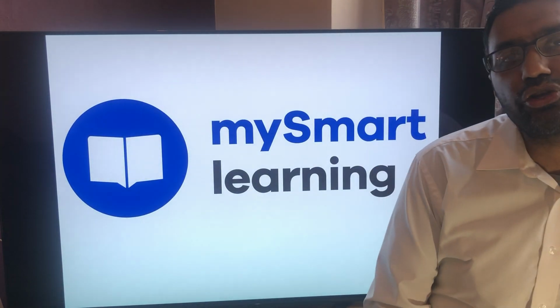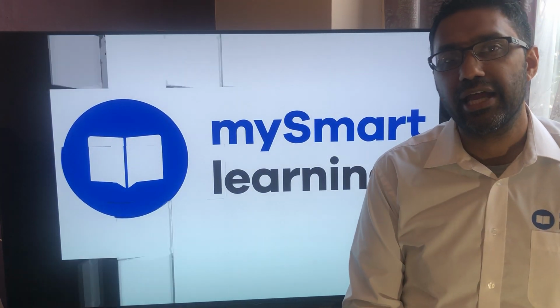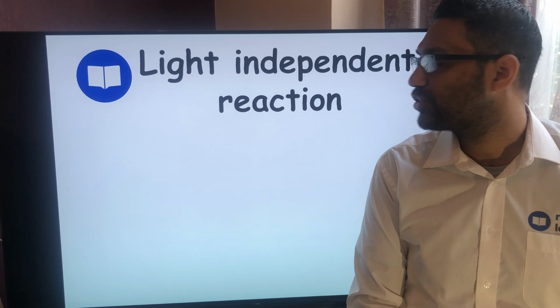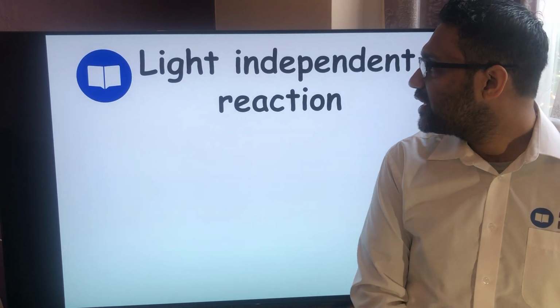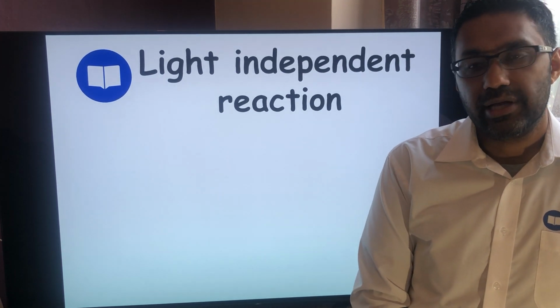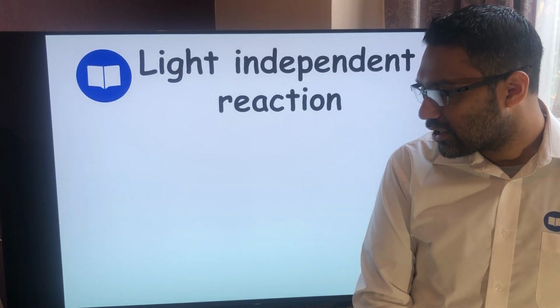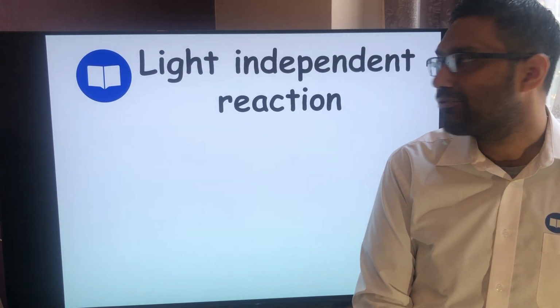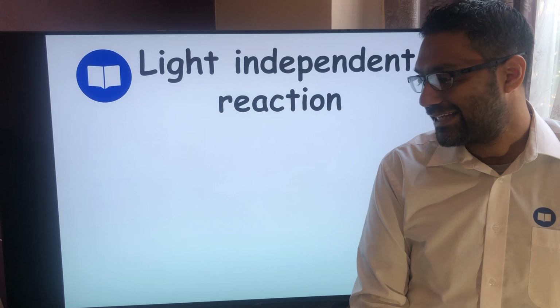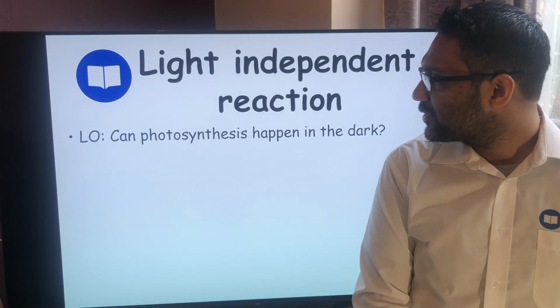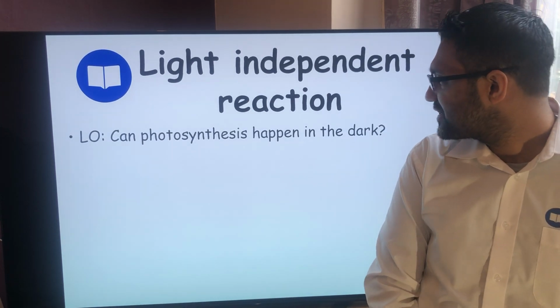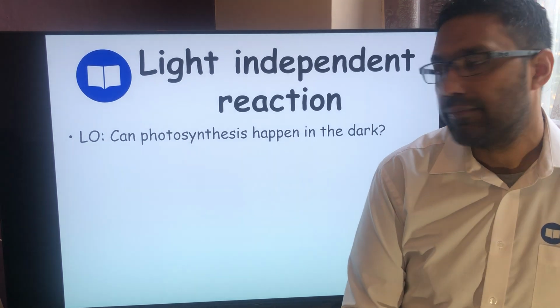This is a lesson for year 12s and year 13s for your A-level biology. It's also useful for any year 11s thinking about going into doing A-level biology. Last time we looked at the light-dependent reaction. Today we're looking at the light-independent reaction. And the question I'm thinking about is, can photosynthesis happen in the dark?